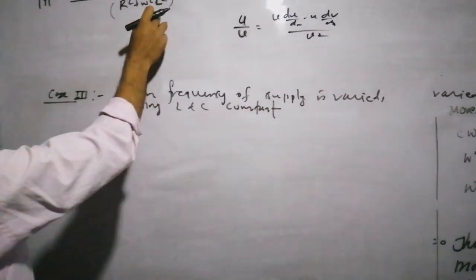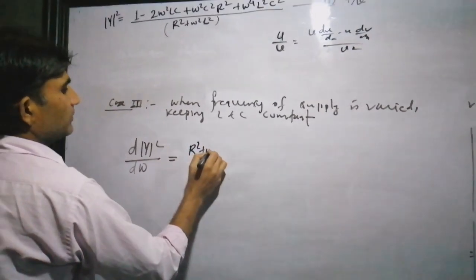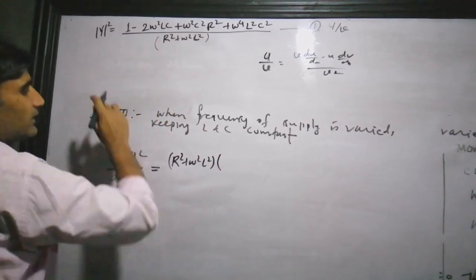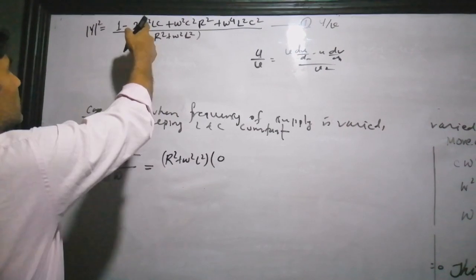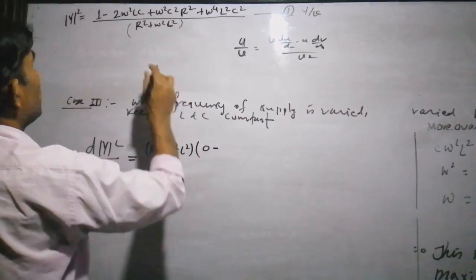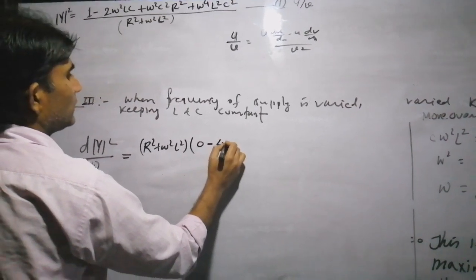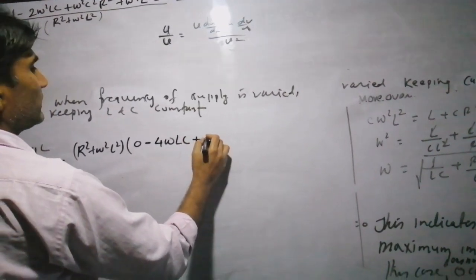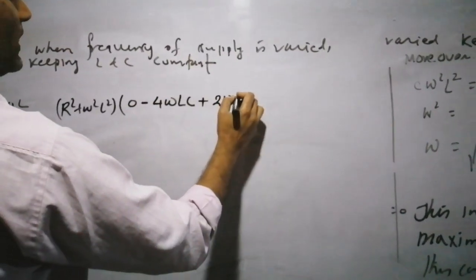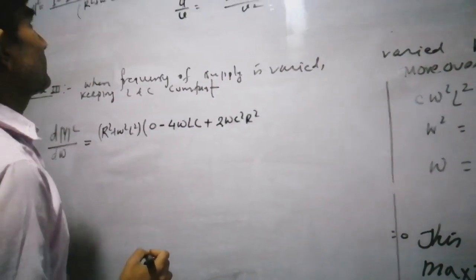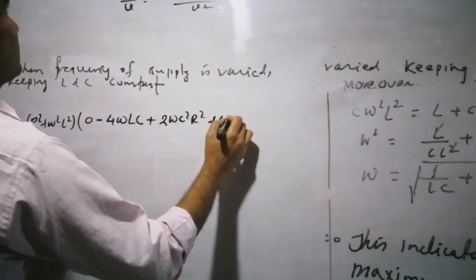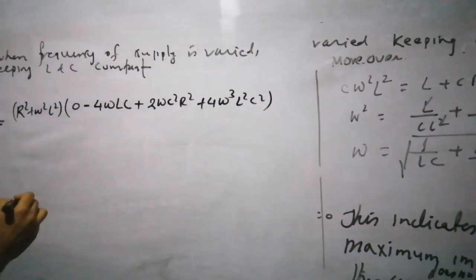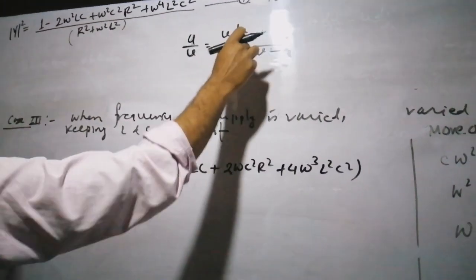Keeping in mind these terms, let me write this is our v, R square plus omega square L square, and now I have to take the derivative of this term, so one is still zero. Now this 2 and this omega square gives 2 omega, so 2 times 2 is 4 omega LC, and next this term, omega square means 2 omega C square R square, and next is omega 4, so this becomes omega cube and L square C square. I got just these terms for v du by dx.